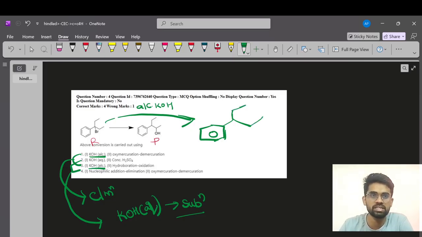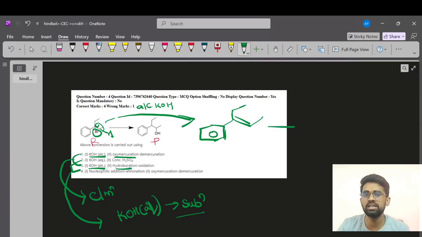Yeah. So this is bromine, and from the beta position we can remove the beta proton, so that we are going to get an alkene like this. So this is one of the major products formed by elimination. Right. So the next one here, in the first reaction is oxymercuration-demercuration, and the third option is hydroboration.